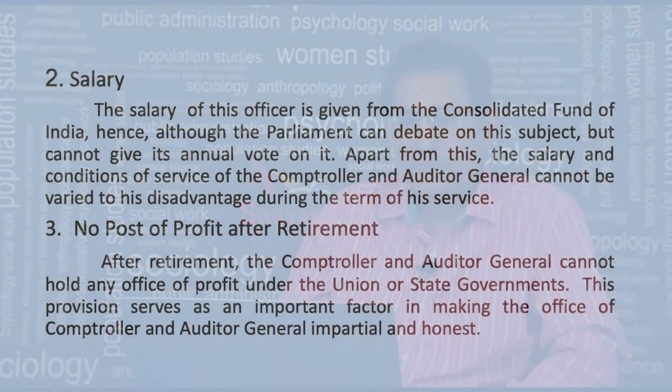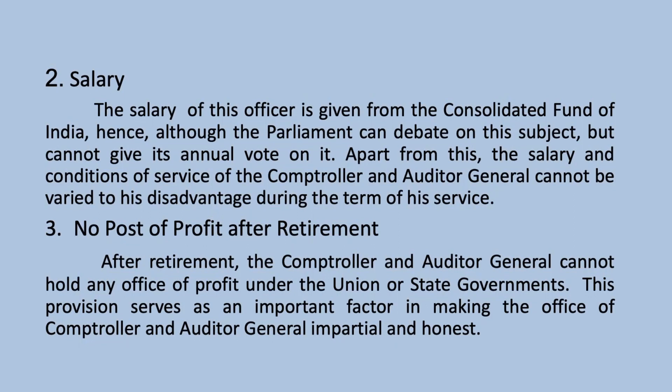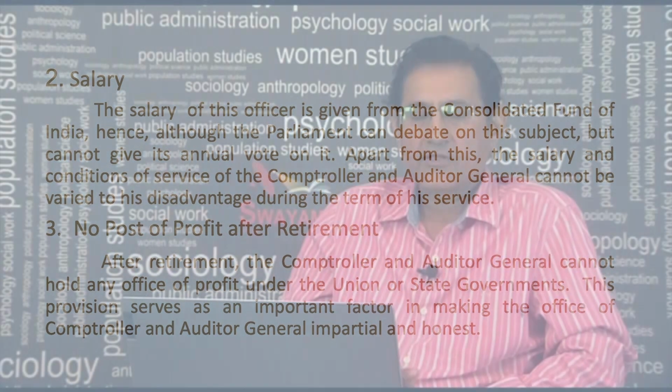Third, no post of profit after retirement. After retirement, the Comptroller and Auditor General cannot hold any office of profit under the union or state governments. This provision serves as an important factor in making the office of the Comptroller and Auditor General impartial and honest. Students, after retirement from this post, the person holding this post cannot join any office of profit under either the central government or state governments, and you can understand that the fact that he cannot join any office of profit after retiring from this can make a person impartial and honest.